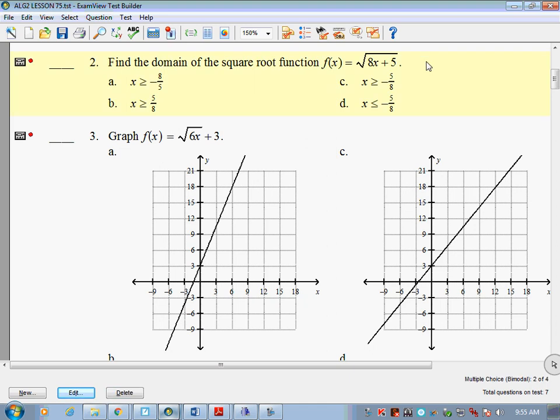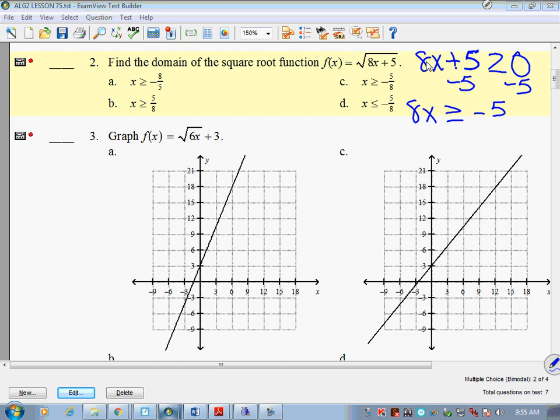So what we're going to say is that 8x plus 5 has to be greater than what? To be positive, right? It can't be negative, so it has to be greater than or equal to 0. Can I solve for x in this? How? What do I do? Subtract 5 from both sides. So we know that 8x has to be greater than or equal to negative 5. What else? Divide by 8. So x must be greater than or equal to negative 5/8 in order for it to be 0 or greater than 0.